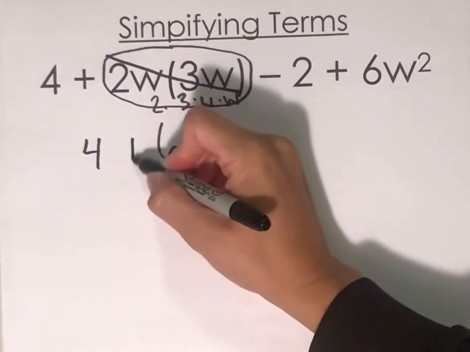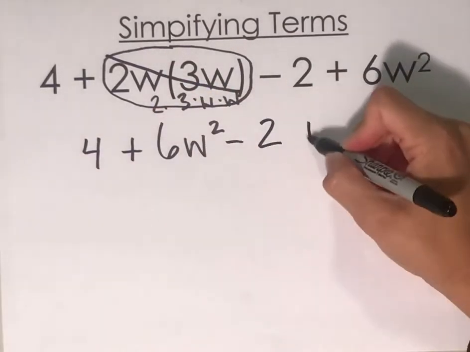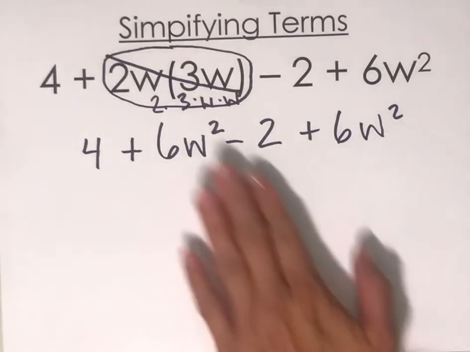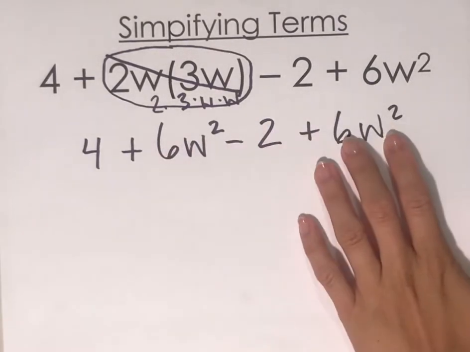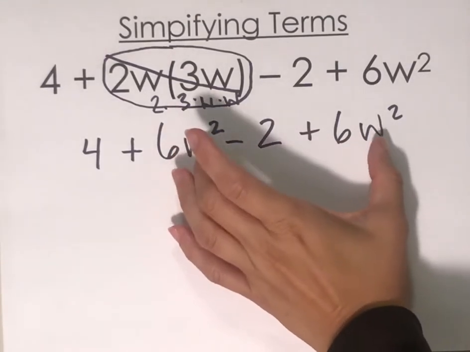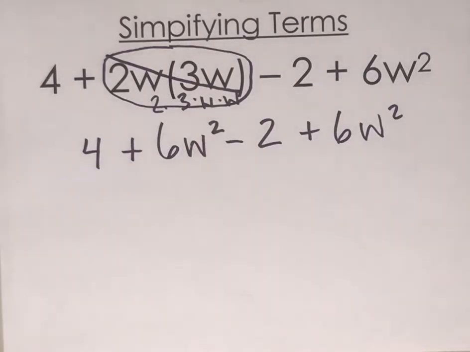Then I like to bring the rest down so I can look to see what I have next. So now I've just multiplied, but I haven't simplified the terms yet. I need to keep working to get this down to less terms. So to do that, I'm going to find the like terms. So as you can see, there's a w squared and a w squared. These are like terms because they're the same letter, the same variable. So we can put those together.